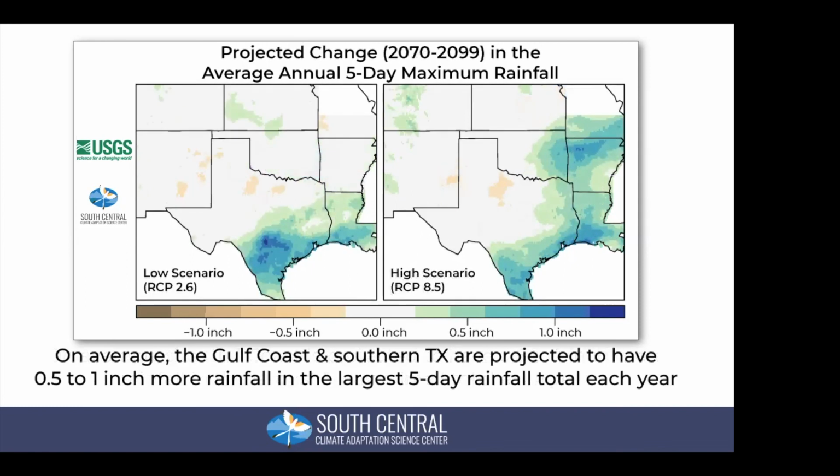In the end of century projections, we see the Gulf Coast and southern Texas are projected to see more rain during these maximum 5-day rainfall periods each year. Some places may average more than 1 inch of additional rain during these high-end 5-day events. And although there's a large blob in Arkansas in the high scenario, not all of the models and downscaling techniques agree on this bullseye.